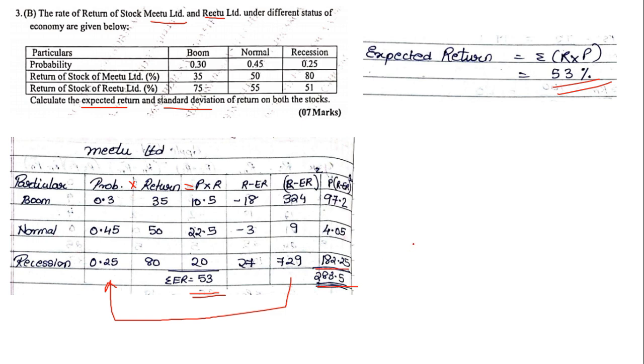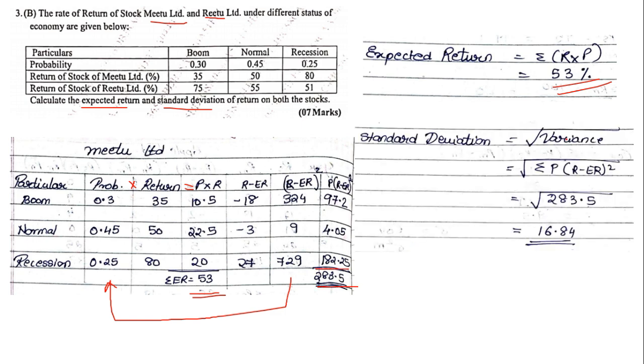So lastly, standard deviation is nothing but the root of the variance. So square root of variance, that is the square root of the last column, square root of 283.5, which comes to 16.84. Okay, so we got the expected return and we got the standard deviation. Now this is for me to remember the values, because then we'll have to compare which one is the better among the two.